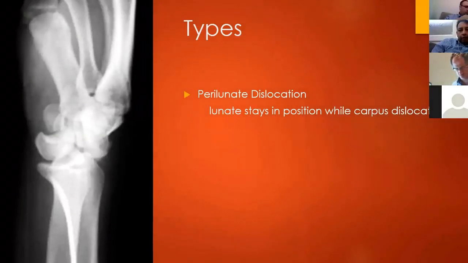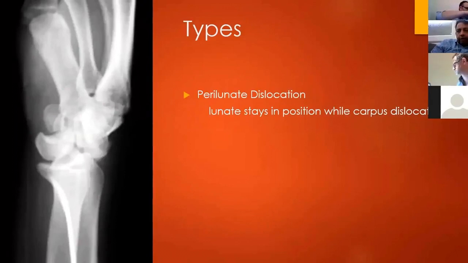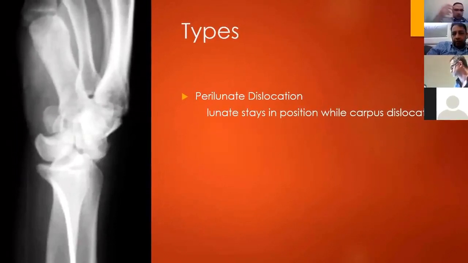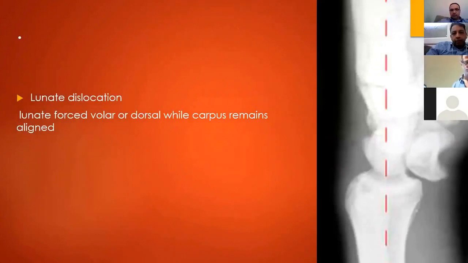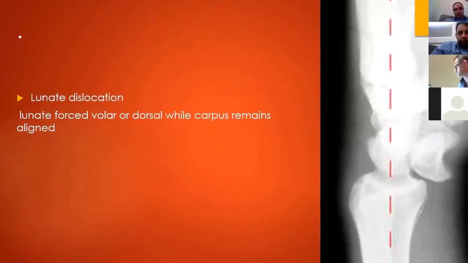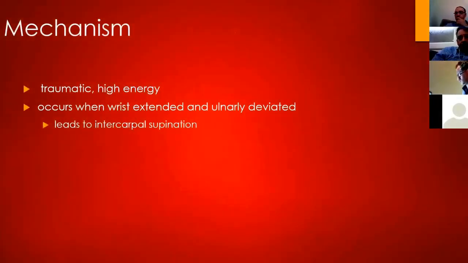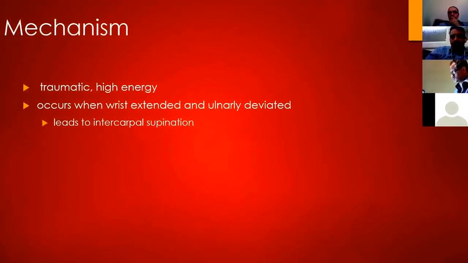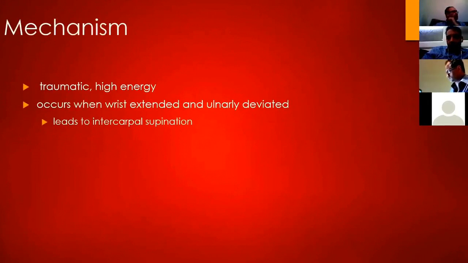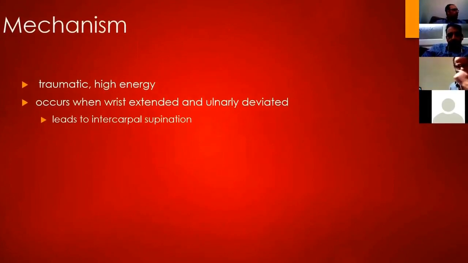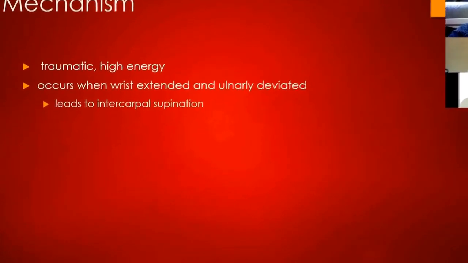So the types of these dislocations are divided into perilunate dislocation, where the lunate stays in position while the carpus dislocates, and lunate dislocation, where the lunate is forced out of the carpus, either volar or dorsal. Volar is the most common. The mechanism is usually traumatic, high energy trauma. It occurs when a patient falls on the wrist in extension and ulnar deviation, which leads to intercarpal supination.